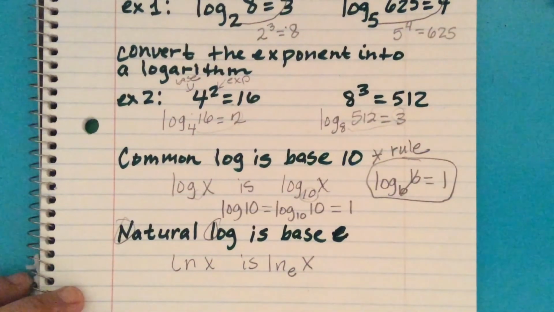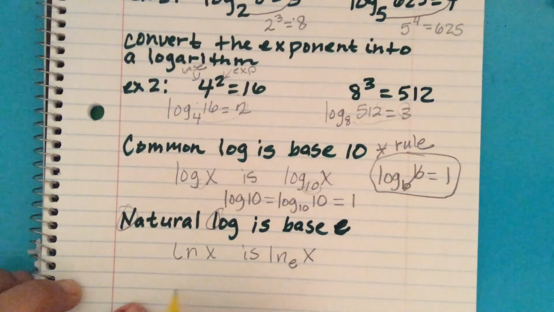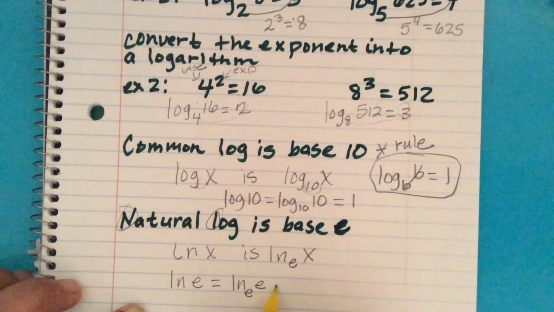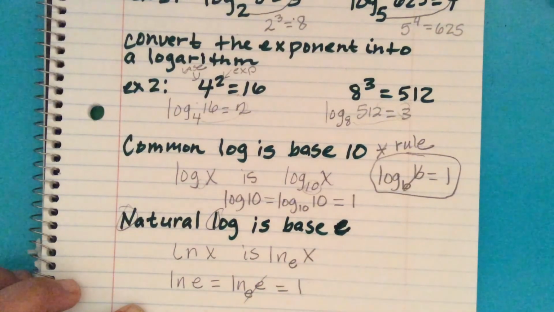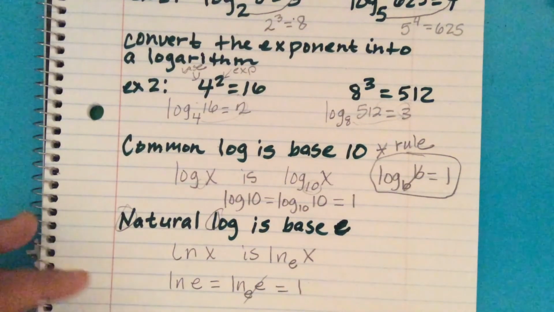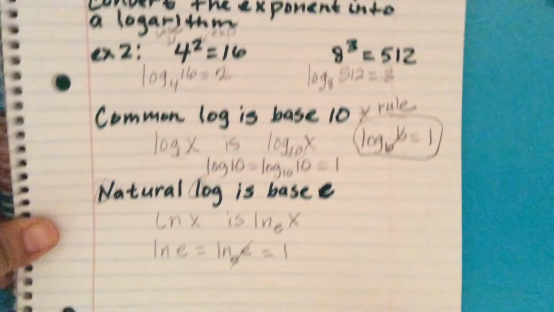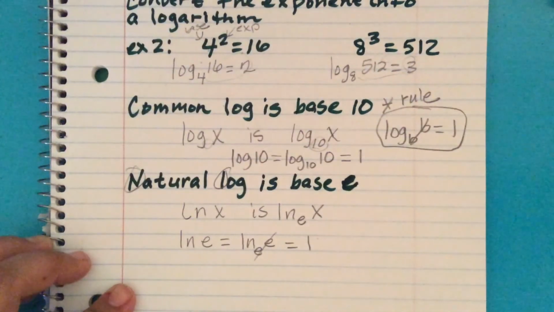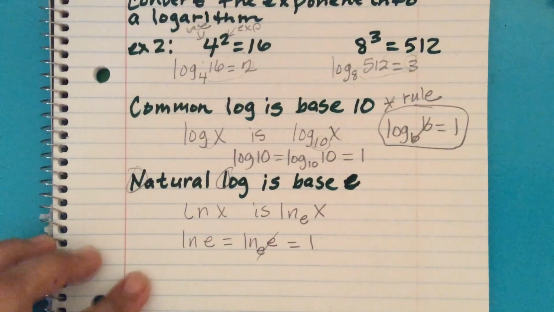Okay? And so again, if you see the natural log of e, that means the log base e of e, which again is going to be 1 because they cancel out right there. Okay? So this is an introduction to logarithms. Go to the next video to look at their graphs.